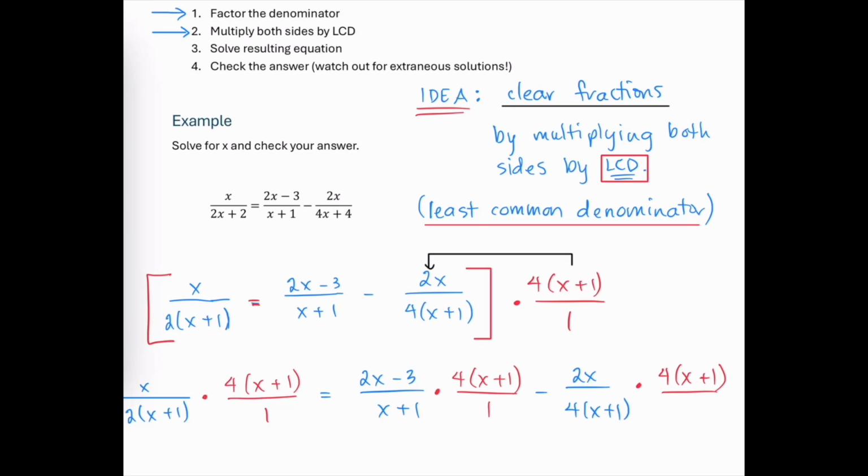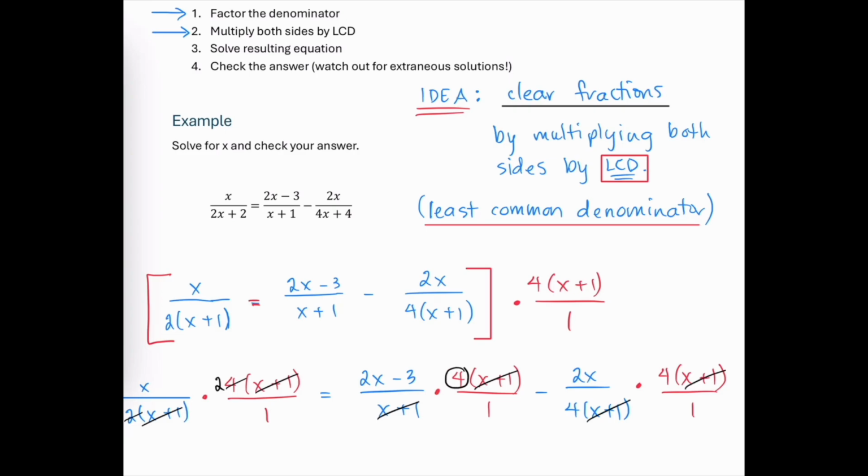From here, it's easier to see that when we multiply all of these terms by the least common denominator, all of the factors in each of these denominators are going to divide evenly into it. So the x plus 1's cancel out, 2 divides evenly into 4 and leaves a factor of 2 that remains. The x plus 1's cancel here, and we have a factor of 4 that remains.